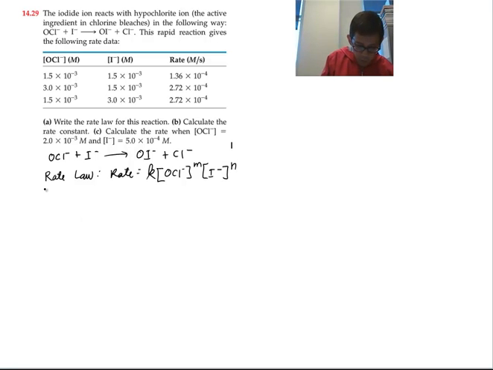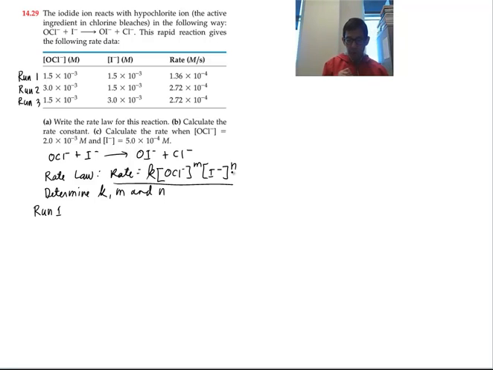So we need to determine k, m, and n. So we need to form three equations, and those equations will come from the three runs. So this is run 1, run 2, run 3. Let's analyze run 1. Rate is equal to k times [OCl⁻]^m [I⁻]^n. So let's plug in the values.